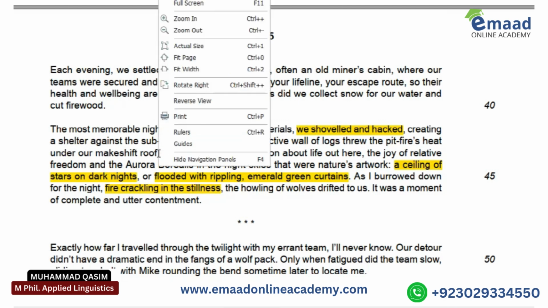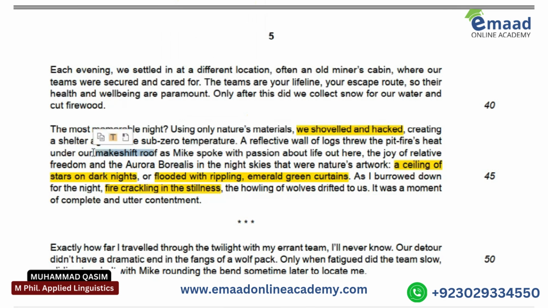So you can also use this makeshift roof, as Mike spoke with passion about life out here. The joy of relative freedom and aurora borealis. You can also use this one in the night skies. How he uses this natural lighting, shining light in the night sky. If you have seen aurora borealis, that is nature's artwork. A ceiling of stars on dark nights. What a beautiful image that the writer has portrayed.